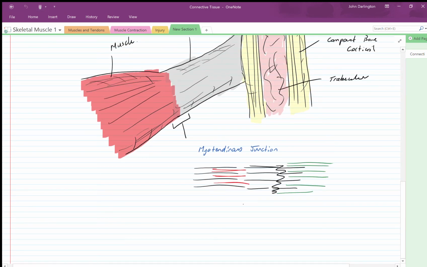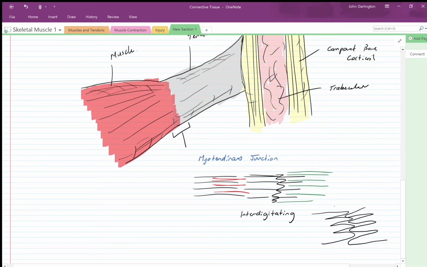I'm going to write interdigitate because I can't actually pronounce it very well. How are we going to spell that? Interdigitating. And so the reason it's called that is because it's kind of like fingers interdigitating with each other. And this is actually probably the weakest part of the tendon and muscle, and it's most common to injury. Most common for injury.